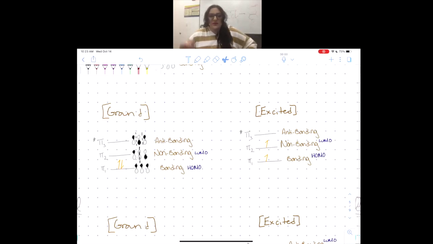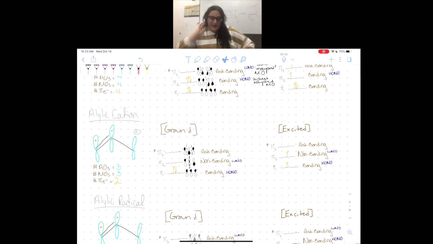So to summarize, for the cation, we have 3 atomic orbitals, 3 molecular orbitals, and 2 pi electrons. In the ground state, we know that we have 1 bonding orbital with 2 bonding electrons, 1 non-bonding orbital, but 0 non-bonding electrons, and 1 antibonding orbital with 0 antibonding electrons.